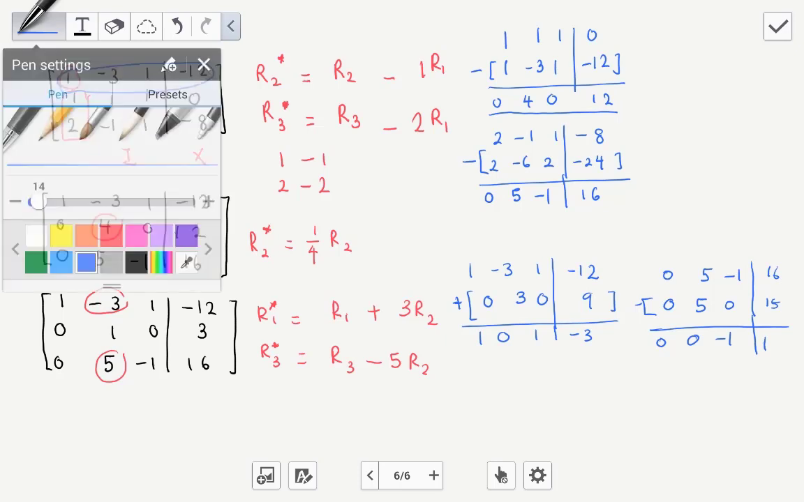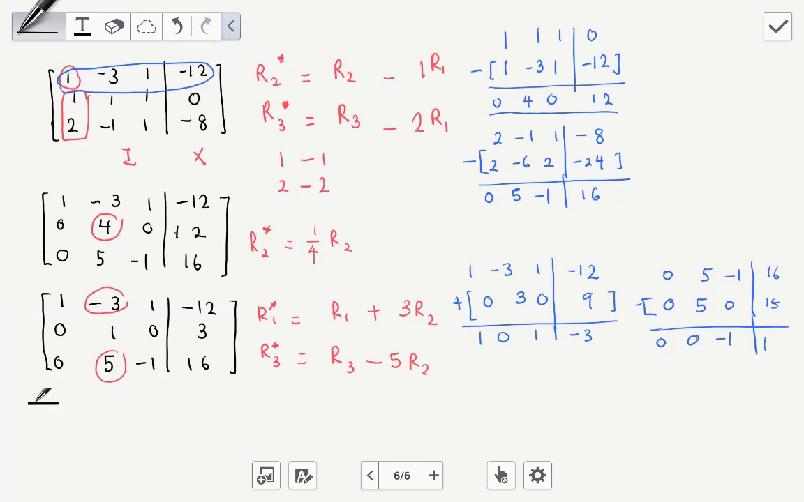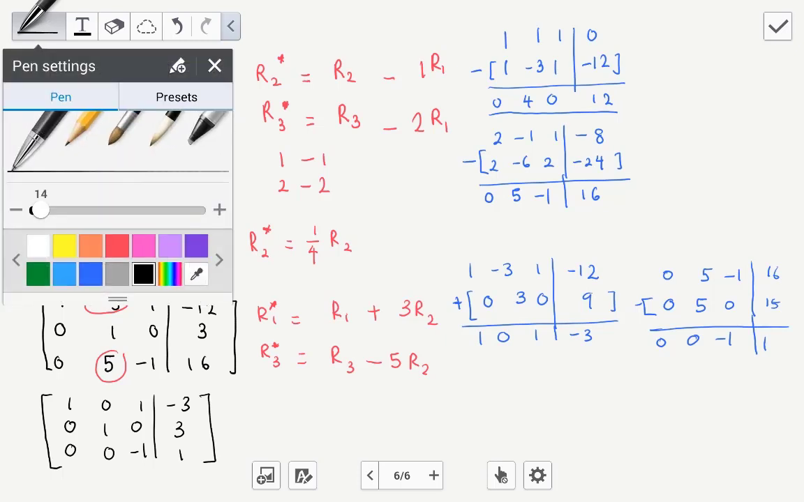Okay, students. So now we will copy our new row 1 and row 3. New row 1 is 1, 0, 1, negative 3. No changes on row 2: 0, 1, 0, 3. New row 3 is 0, 0, negative 1, 1. So that's our column 2. We have settled column 2.